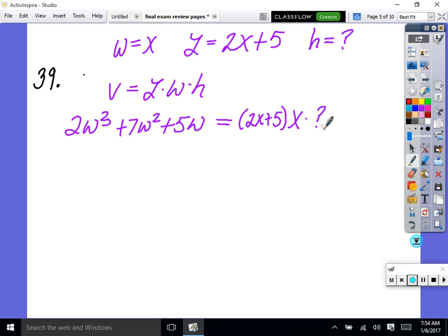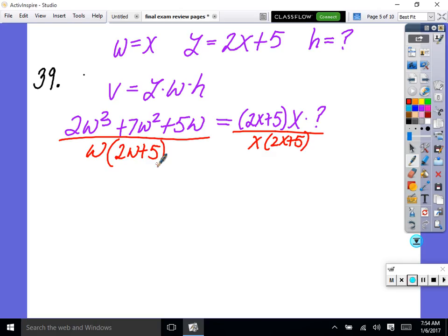So we're trying to get height alone, so we'll divide by x and 2x plus 5, both sides of the equation. Notice this has w's, this has x's. Let's just use the same variable. So instead of writing divide by x, I'm going to write divide by w. And then instead of writing 2x plus 5, I'm going to do 2w plus 5. So we divided both sides by that. So our x's divide out, that divides out. So now question mark is alone. So this is the answer for question mark, but we just got to see if it simplifies.